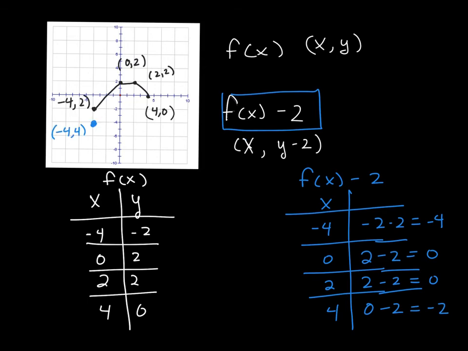Let's go ahead and graph those points that I just made. The first point is going to be there at negative 4, negative 4. The next point is going to be at 0, 0. The third point is 2, 0. And finally, the last point will be 4, negative 2, which is just a vertical transformation going down. It works exactly the same way if you were to translate this all up.